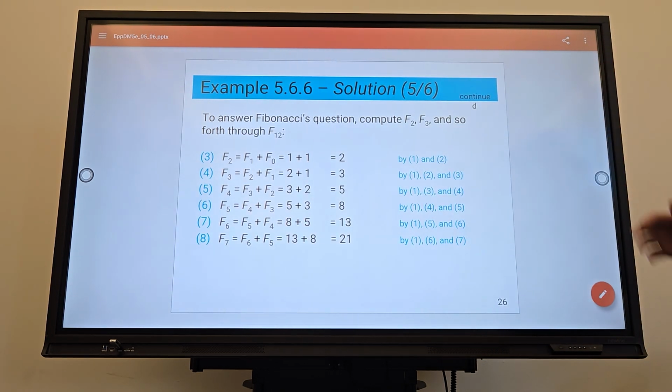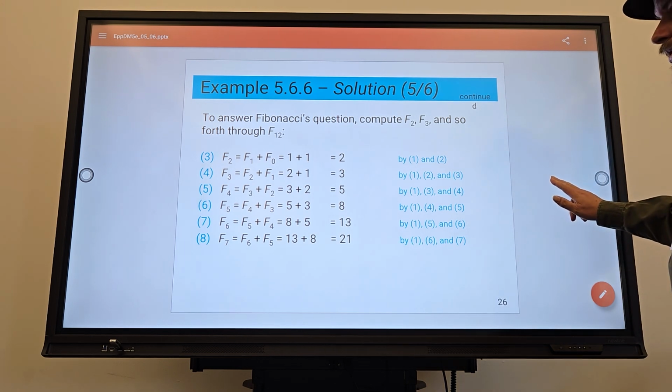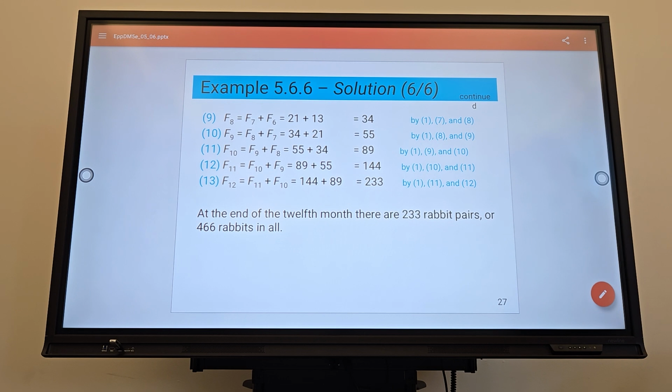So to answer Fibonacci's question, you calculate f sub 2, f sub 3, and so on through f sub 12. Calculate it all out and get 233 pairs of rabbits, or 466 rabbits in total at the end of the year.